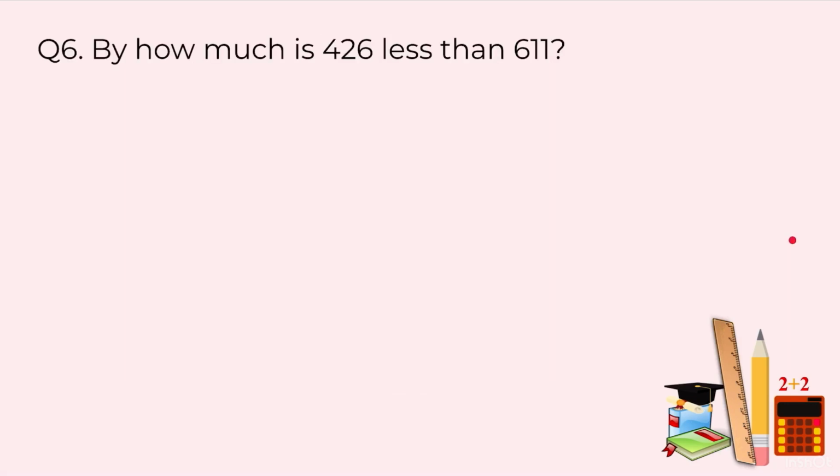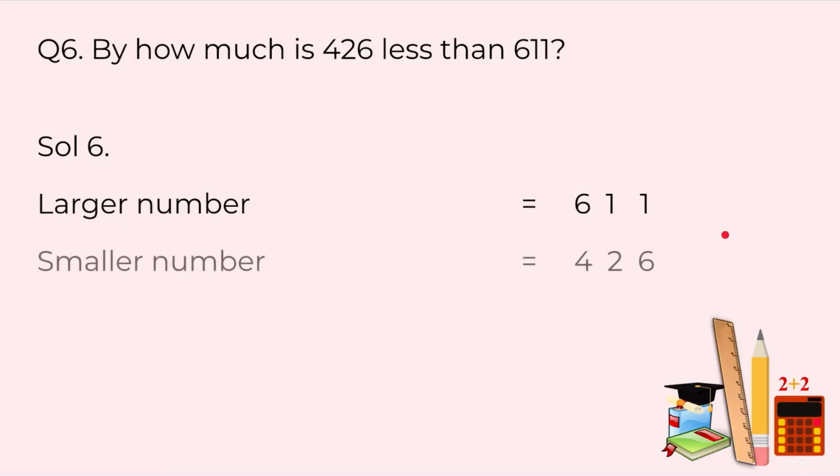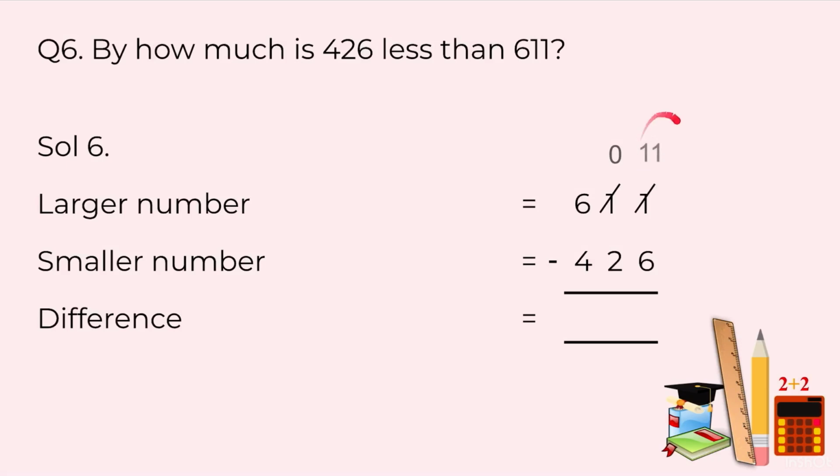Question 6. By how much is 426 less than 611? So the larger number is 611. We write that. The smaller number is 426. Then we write that. We will subtract and find the difference. So from 1 you cannot subtract 6. So you will cut this 1, write 0 on top. Cut this 1, write 11 on top. 11 minus 6 will give us 5.